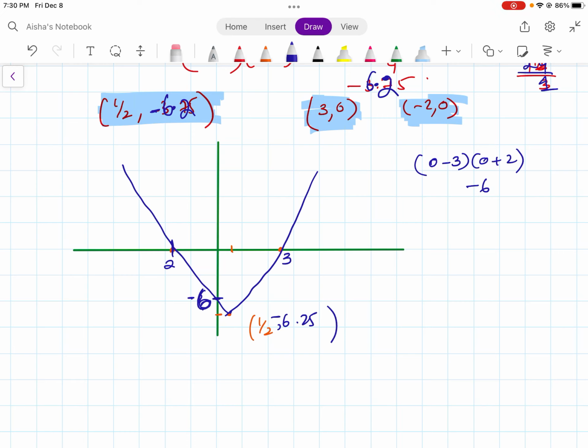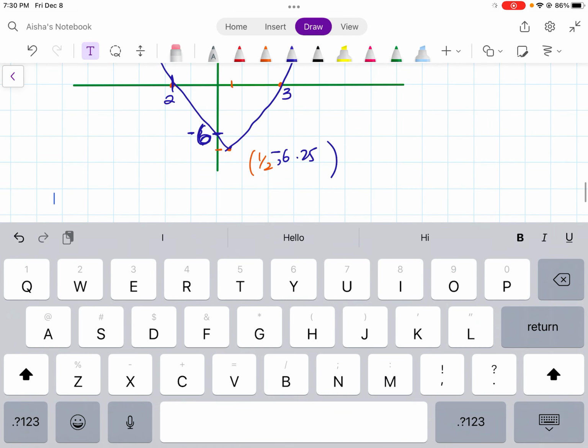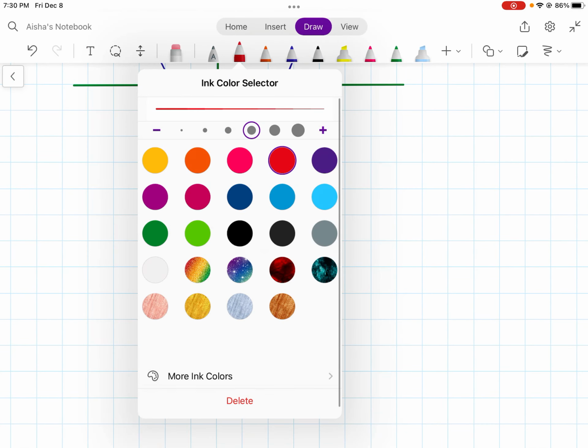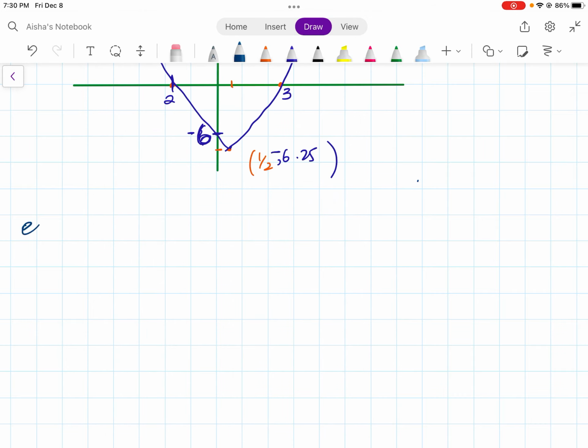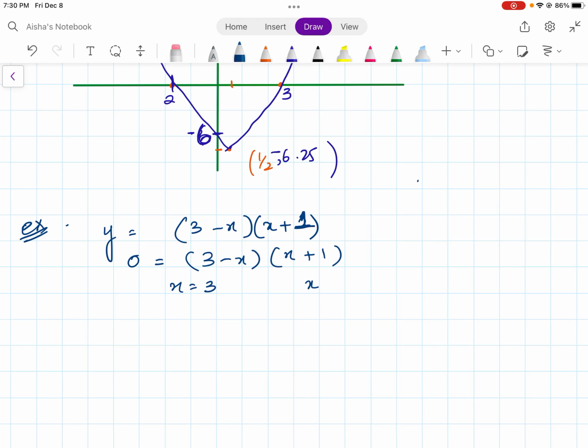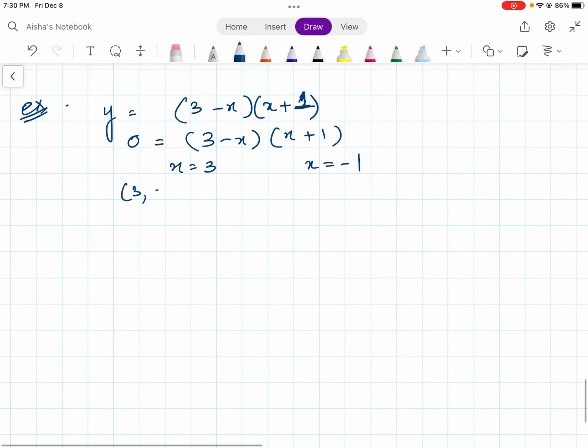Okay, let's do another such kind of example. y is equals to 3 minus x and x plus 1. Putting y equals to 0, x equals to 3 and x equals to minus 1. 3 comma 0, minus 1 comma 0. Let's input the x value 0. So my y-intercept will come out to be 3.